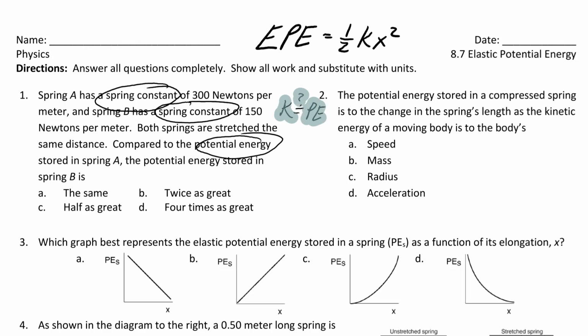So let's see. It's a direct relationship. Now we're going to do, let's see, spring A is 300 newtons per meter. Spring B is 150 newtons per meter. Compared to the potential energy stored in spring A, the potential energy stored in spring B is what? Well, spring B has 1/2 the spring constant. If it's 300 to 150, that's 1/2 as great. So we're making spring B 1/2 the k value. So whatever we do to one side, we have to do to the other. So this is 1/2 the elastic potential energy. So the potential energy is 1/2 as great.